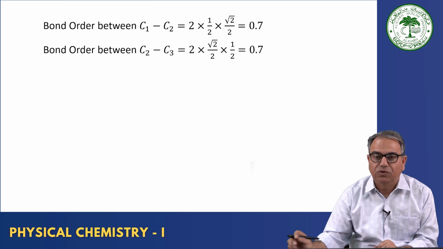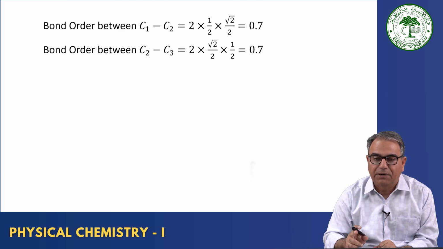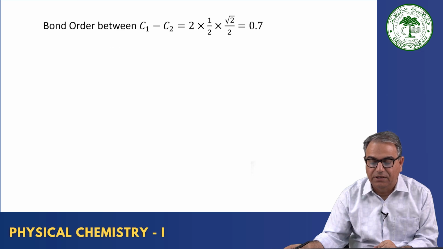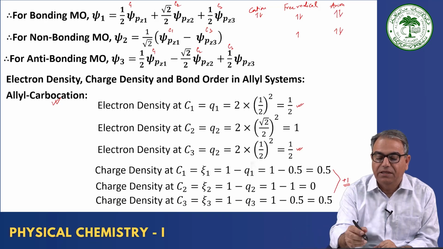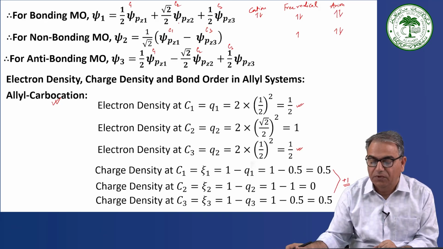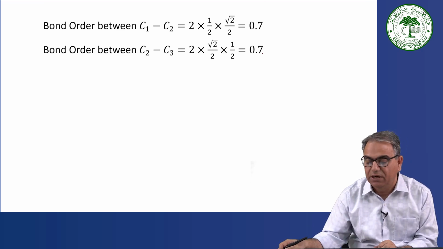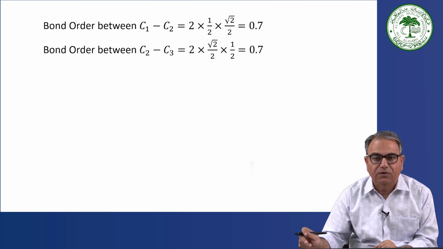If you have to calculate the bond order between C2 and C3, then also you have 2 electrons. So you need the coefficients of carbon number 2 and carbon number 3 of the psi1 wave function. Psi1 has root 2 by 2 and 1 by 2, so if you put that value, 2 into root 2 by 2 into 1 by 2, it's also 0.7. Okay, bond order we calculated. So we calculated electron density, charge density, and bond order for the allyl carbocation.